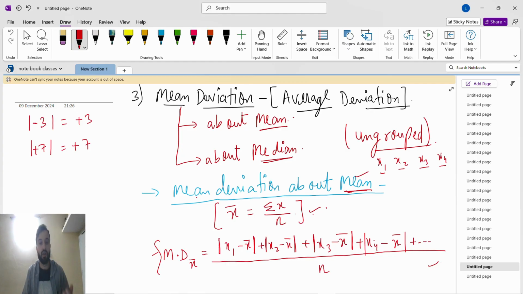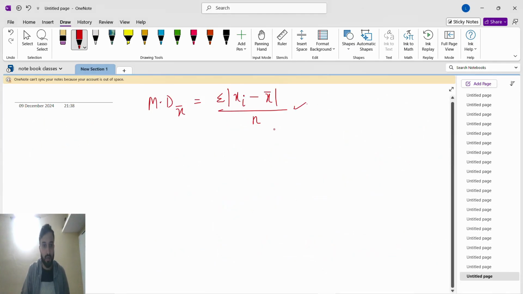For mean deviation about mean, the first thing we have to do is find the mean, because it is about the mean. The second step is to directly find the mean deviation about mean. For that, we take the first observation minus mean, plus the second observation minus mean, plus the third observation minus mean, plus the fourth observation minus mean, like that, and every time we keep the modulus. Whatever negative value comes, we write as positive. Then, obviously, we find the coefficient, because the coefficient is important.